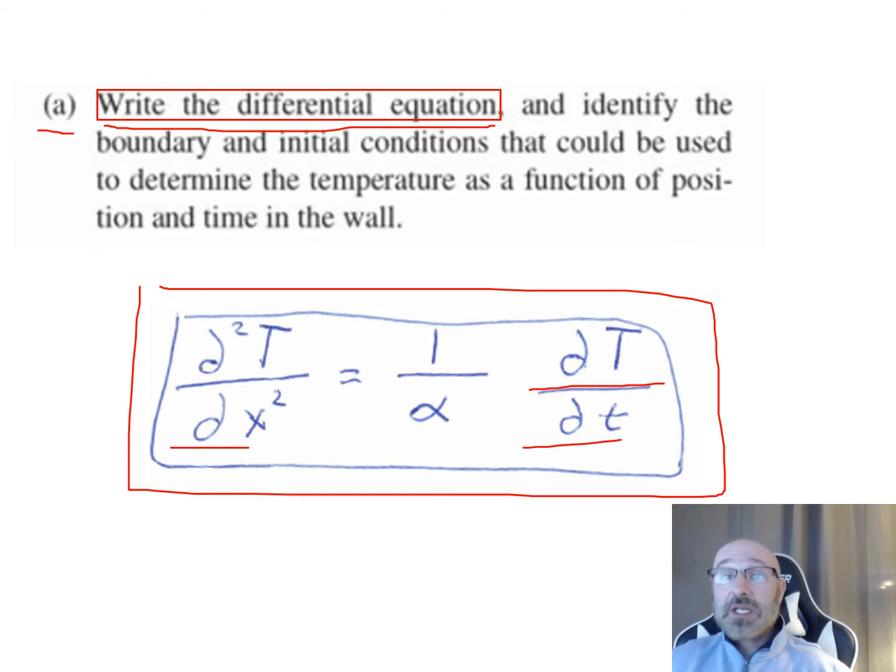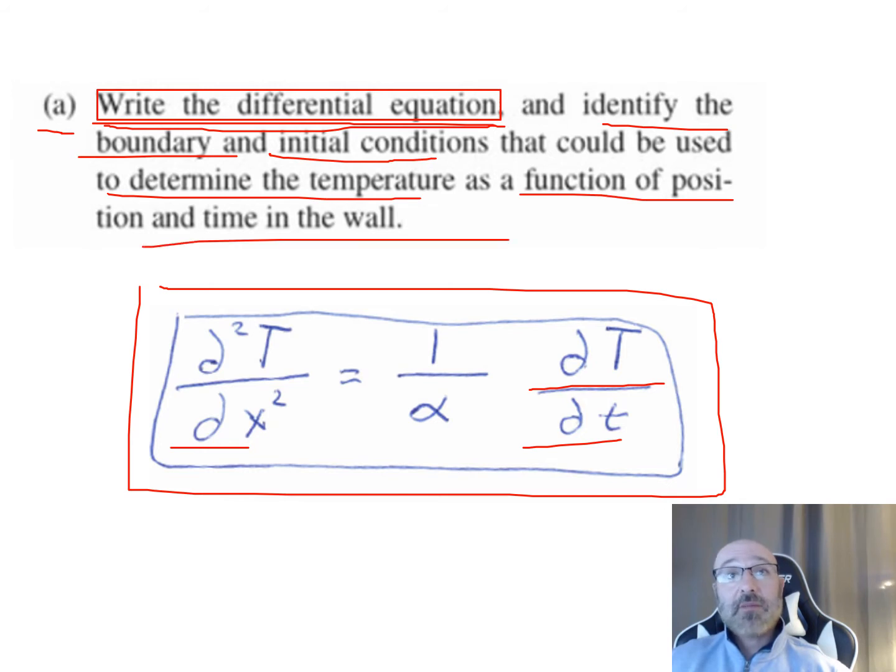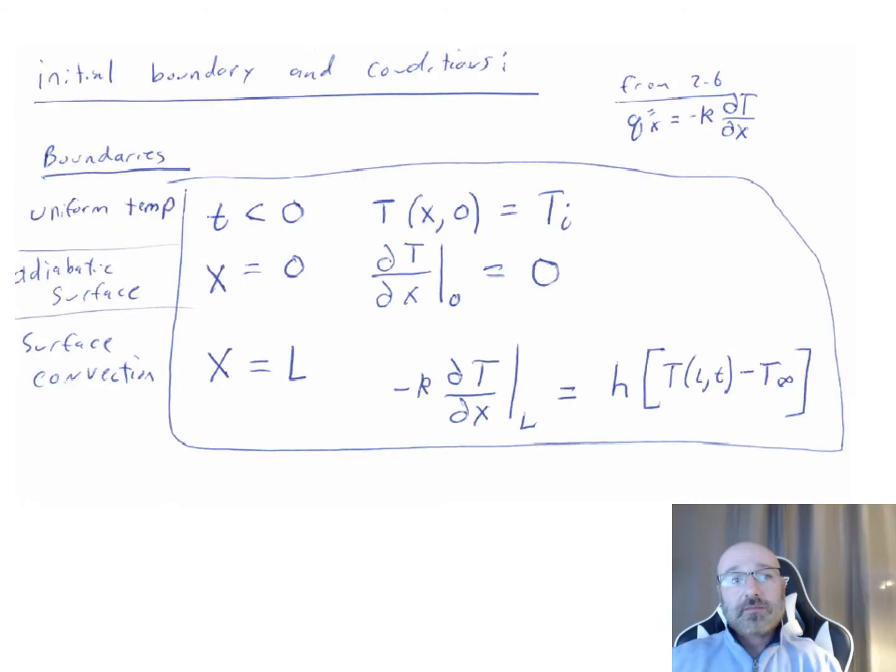So this is the first part of part A, but I'm not done with part A. The next thing that I need to do is identify the boundary and the initial conditions that can be used to determine the temperature as a function of position and time in the wall. So we need to come up with these boundary and initial conditions that we're going to use in the second part of part A.